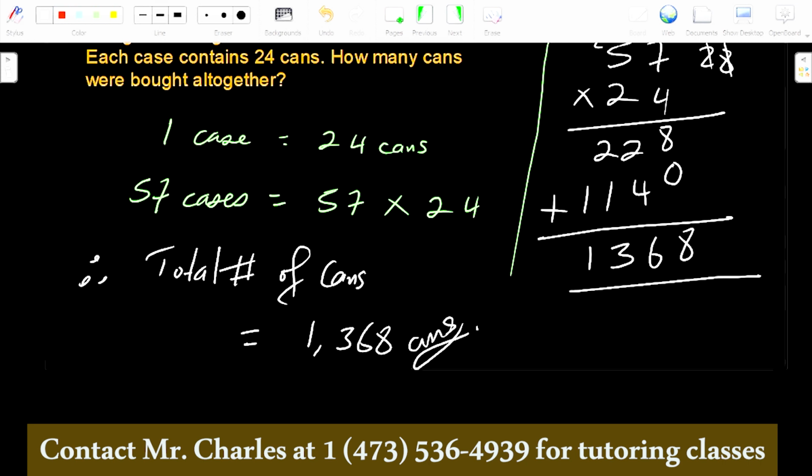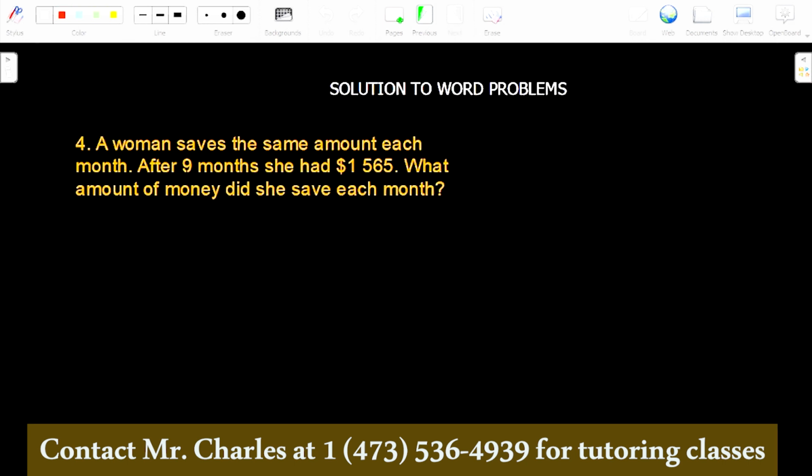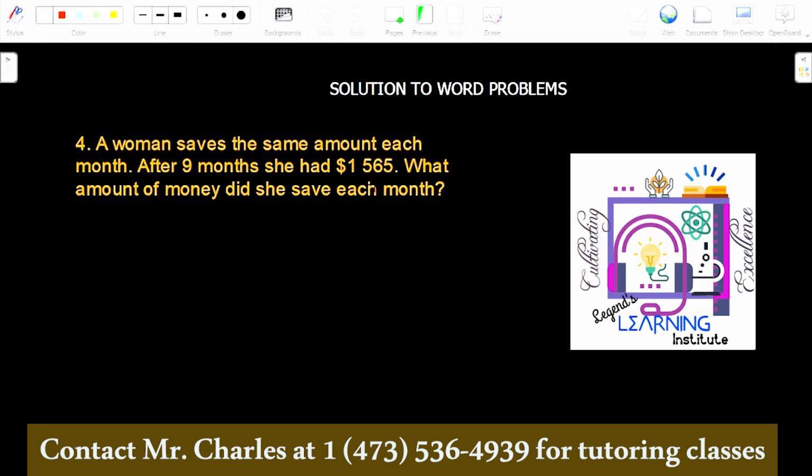Okay, let's move on to question number 4. It says here a woman saves the same amount each month. After 9 months, she had $1,565. What amount of money did she save each month? Okay, so solution.